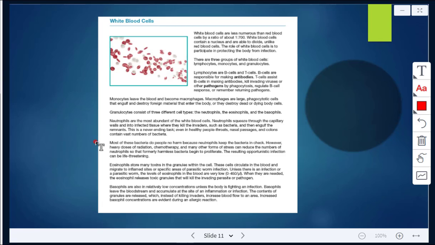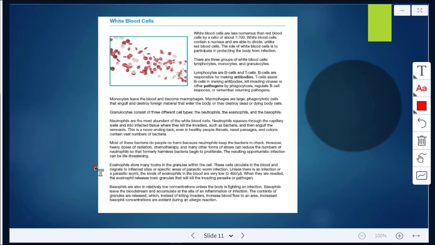But if, for example, somebody is undergoing radiation or chemotherapy or other forms of stress, that can reduce the number of neutrophils so that formerly harmless bacteria begin to proliferate, and then the infection can be life-threatening.